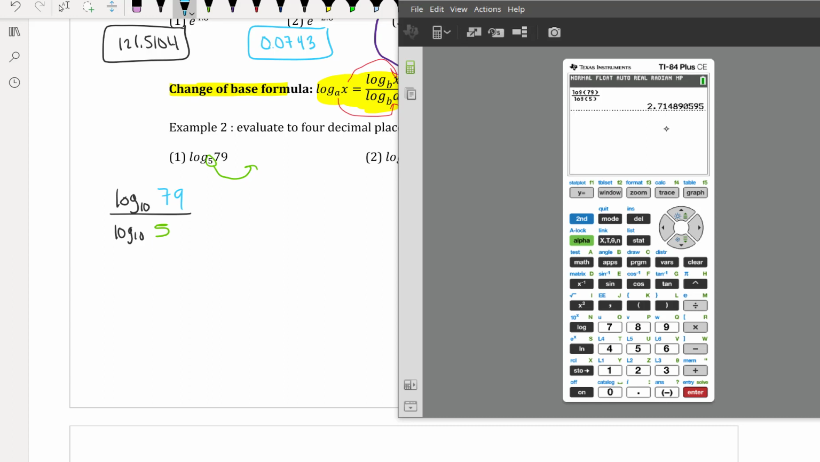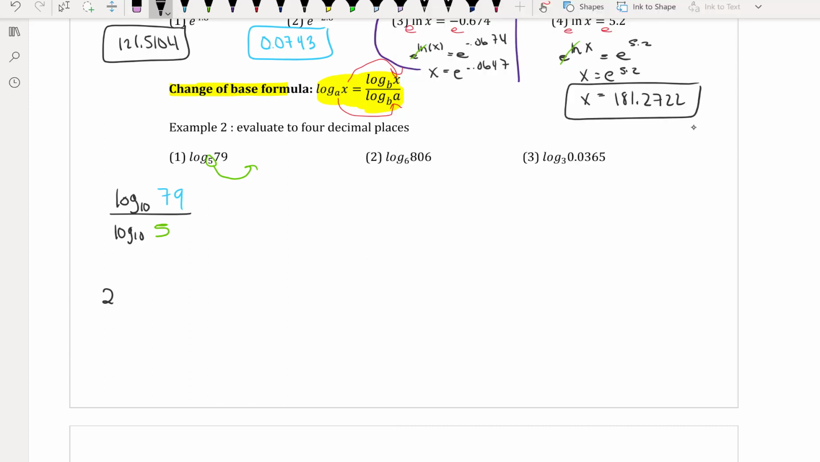So if I round to 4 decimal places, 1, 2, 3, 4, 8 is the 4th decimal place. So that 9 tells me to round that 8 up. So I'm going to have 2.7149. Okay. So I'm going to do that again.